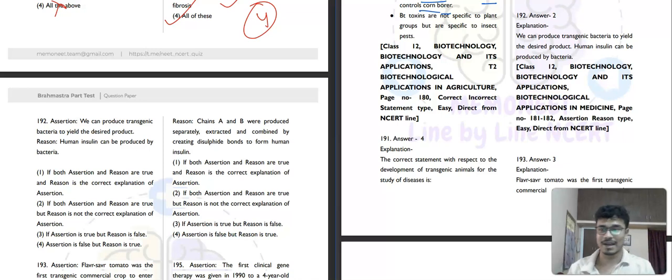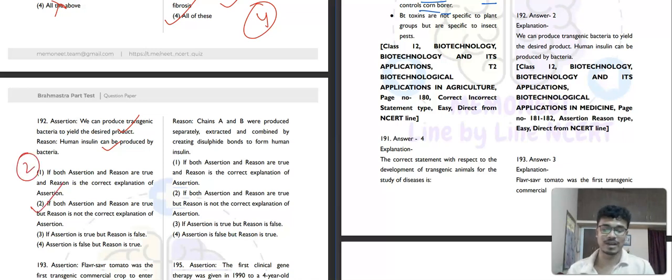Then question number 192. Assertion: we can produce transgenic bacteria to yield the desired product, correct? Human insulin can be produced by bacteria, correct? But this reason is not explaining the assertion, why or how we can use it. This is just off topic. So, second option is our correct answer.